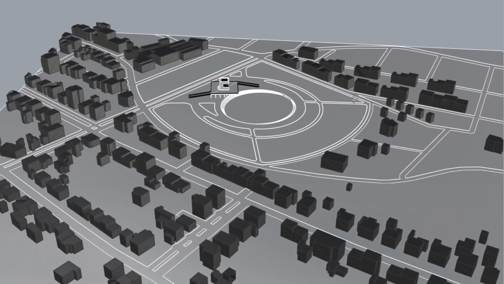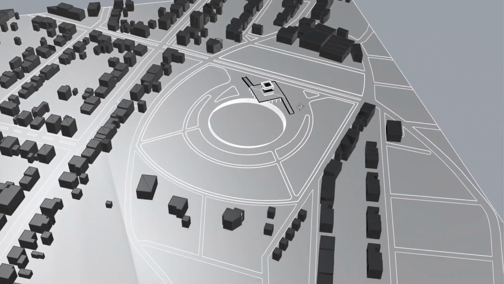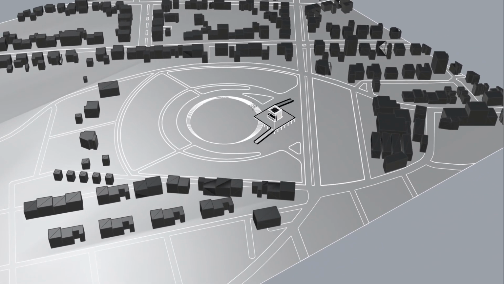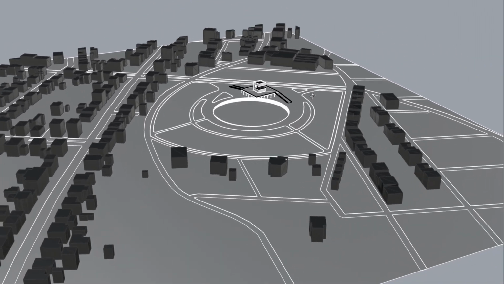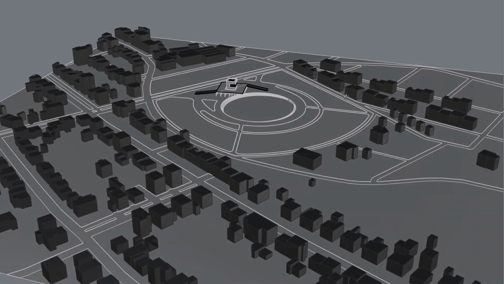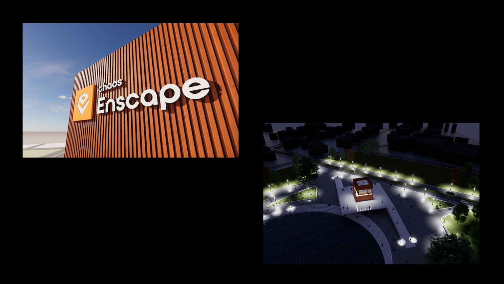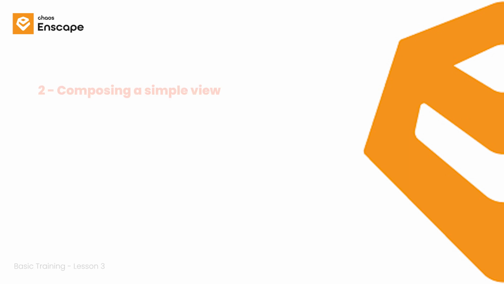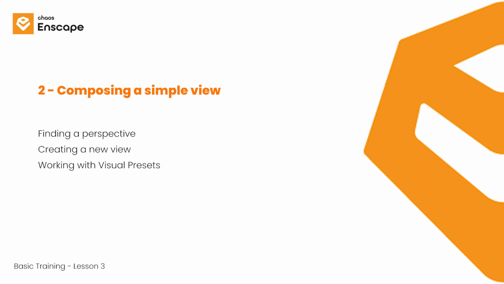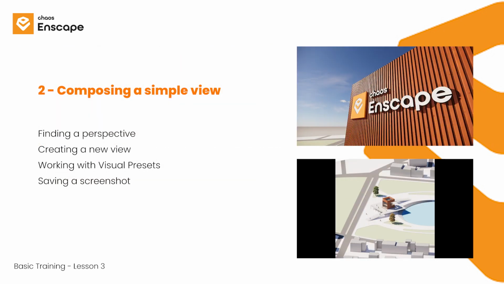We will start with a training model that has minimal detail, and we will keep moving to more detailed models as we progress with the lesson. This image shows the detail with which we will begin composing images in Enscape. And this one shows how much detail we will end this lesson with. We will first set up a perspective and create a new view, and briefly review visual settings presets before we save a screenshot. Let's begin creating the first image.